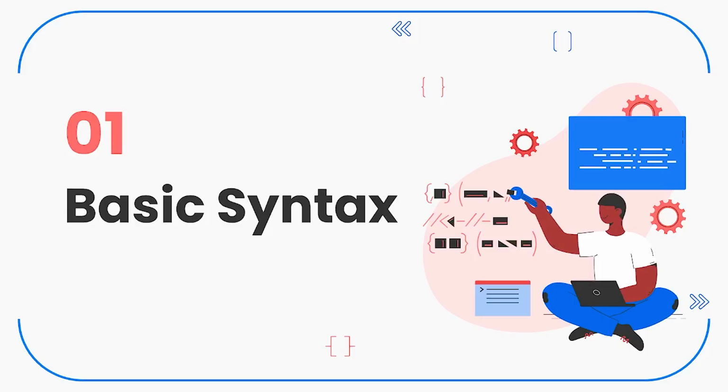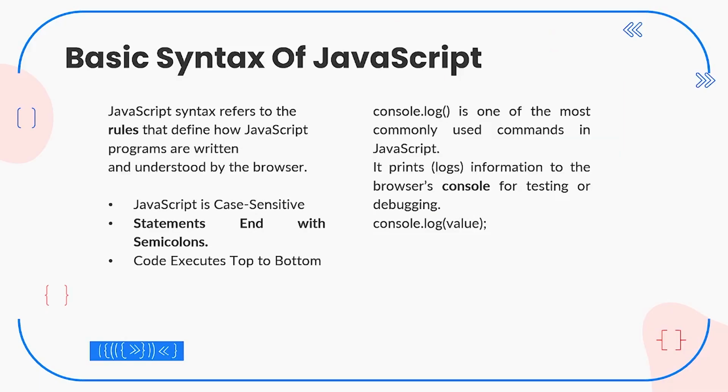All right, so let's move on to the basic syntax of JavaScript. When you talk about syntax, syntax refers to the rules that define how programs are written and understood by the browser. So JavaScript syntax refers to the rules that define how JavaScript programs are written and understood by the browser. One thing you have to know about JavaScript is that it is case sensitive. You understand? And then most of the time you have to end your statements with semicolons. And then the code executes from top to bottom.